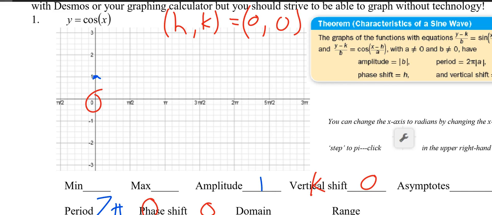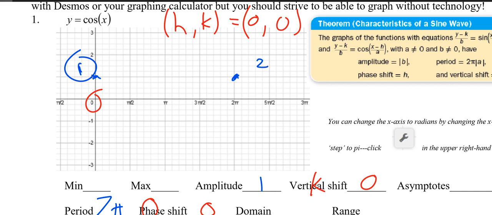Okay, so let's see here. That would be point number 1 that we just identified. Point number 2 would be where it repeats the pattern again. How far to the right do I need to go before I find where it starts over again? 2 pi, right?